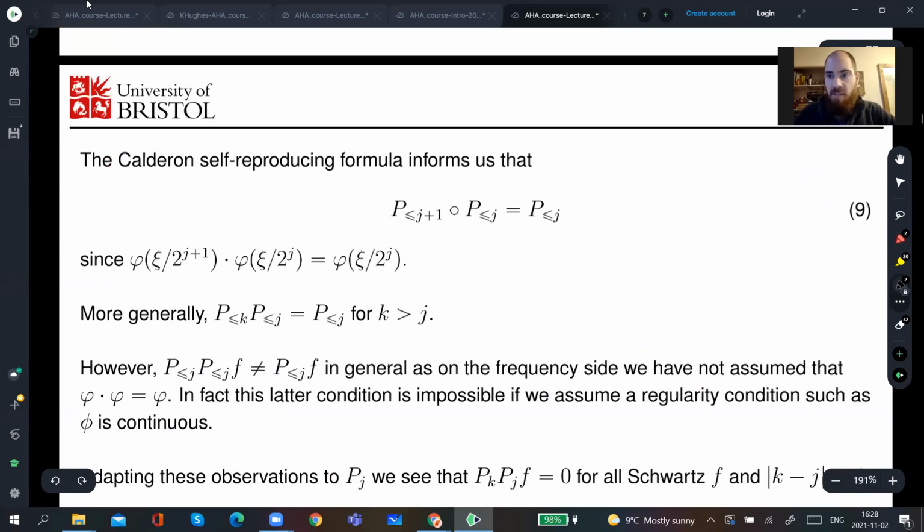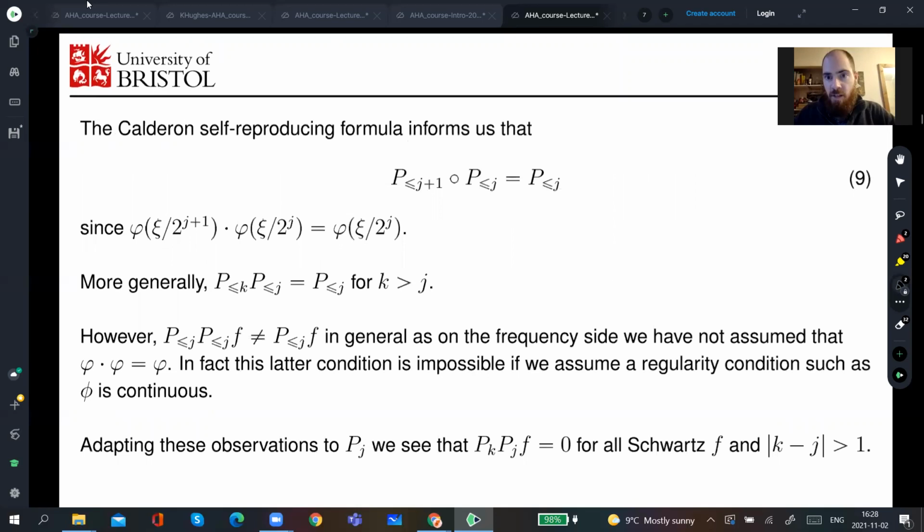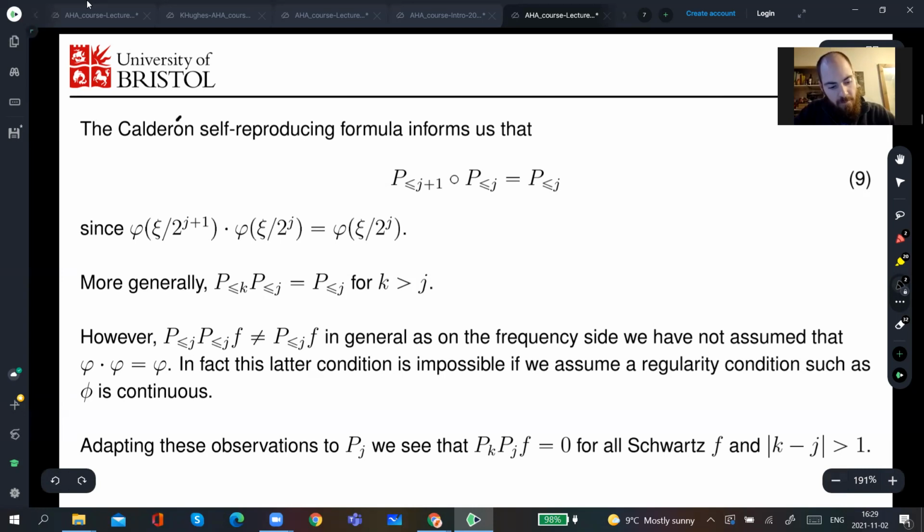Okay, so why are these called projection operators? They aren't honest projections, but they have a lot of properties that are going to be useful for us. The first is Calderon's self-reproducing formula, which tells us that if I compose two operators, then the smaller one wins, the smaller one being measured by the index j as an integer, ordered in the usual way.